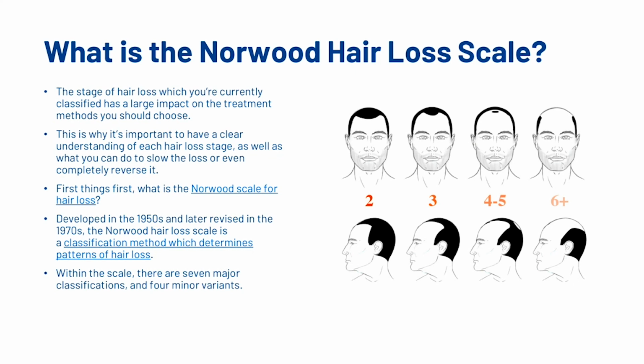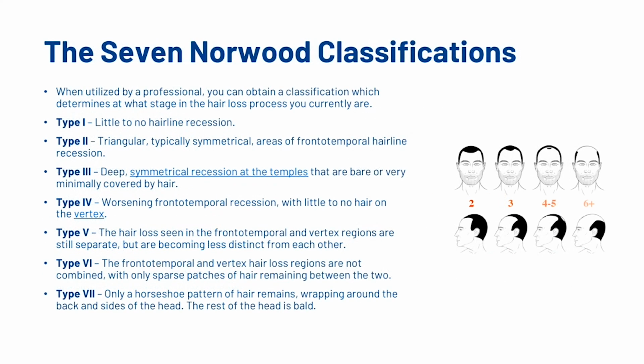Well, it was developed in the 1950s and later revised in the 1970s. The Norwood hair loss scale is a classification method which determines patterns of hair loss. Within the scale, there are 7 major classifications and 4 minor variants. When utilised by a professional, you can obtain a classification which determines at which stage in the hair loss process you currently are. So first is type 1, which is little to no hairline recession.